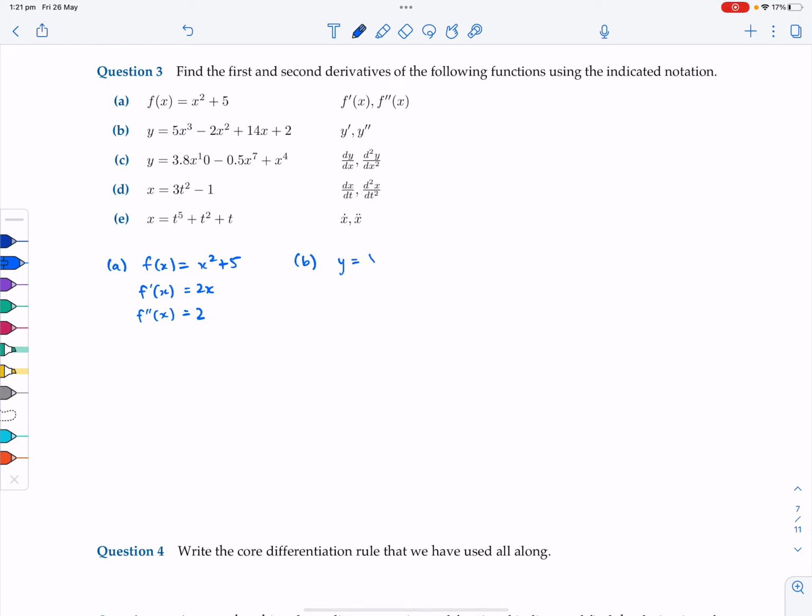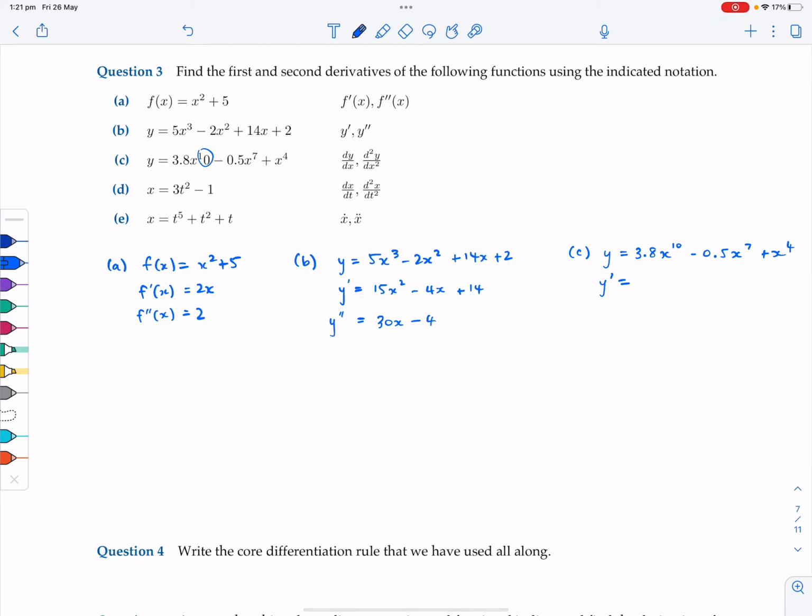Okay, y equals 5x cubed minus 2x squared plus 14x plus 2. Well, I get y dash is 15x squared minus 4x plus 14. And y double dash, the second derivative, is 30x minus 4. Right, C, we get y equals 3.8x, that should be x to the 10, typo on my part, minus 0.5x to the 7 plus x to the 4. Okay, so that should be x to the 10 there.